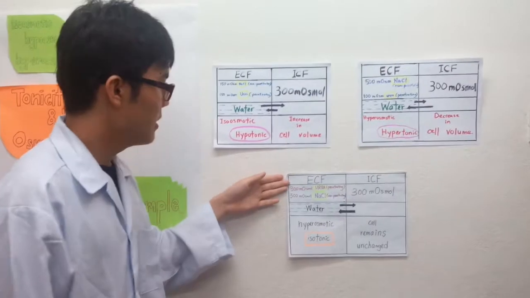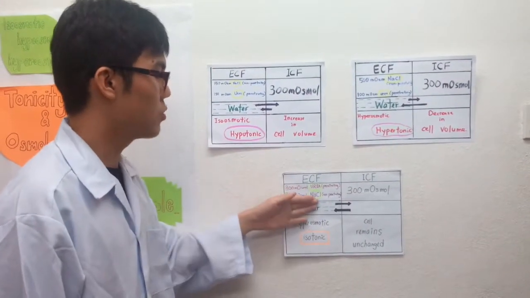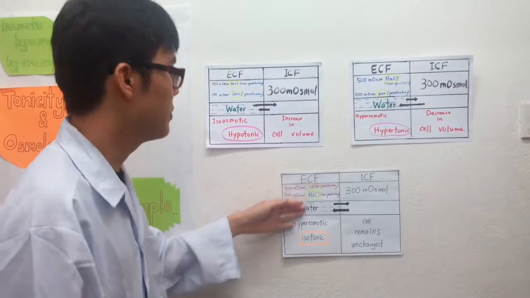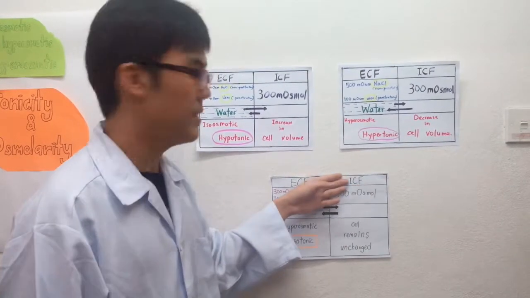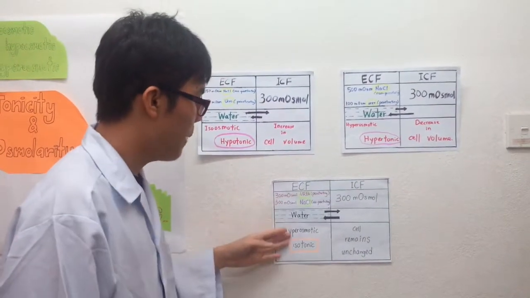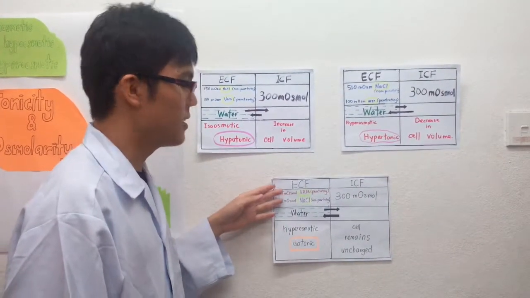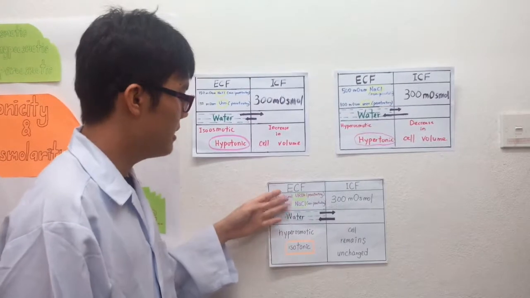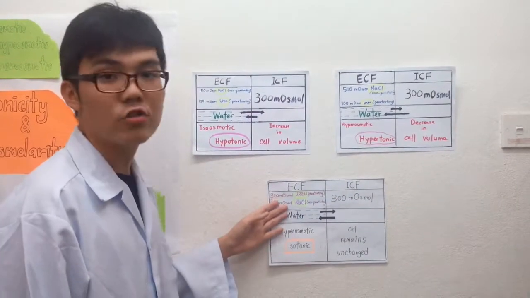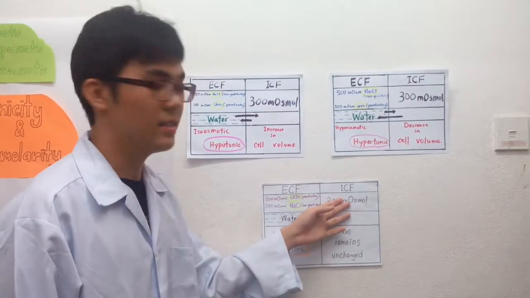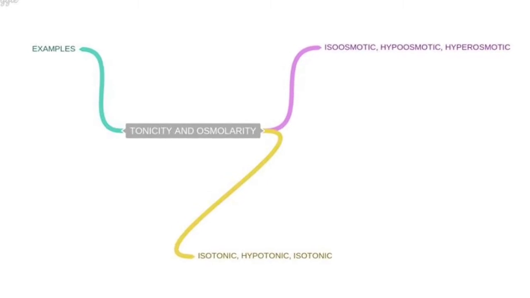In example 3, we have 300 milliosmolar of urea and 300 milliosmolar of sodium chloride inside the ECF. We have 300 milliosmolar of non-penetrating solute inside the ICF. ECF is hyperosmotic to ICF. This is because the total osmolarity inside the ECF is 600 milliosmolar. ECF is isotonic compared to ICF. This is because the concentration of non-penetrating solute inside the ECF and ICF is the same. So the cell remains unchanged.